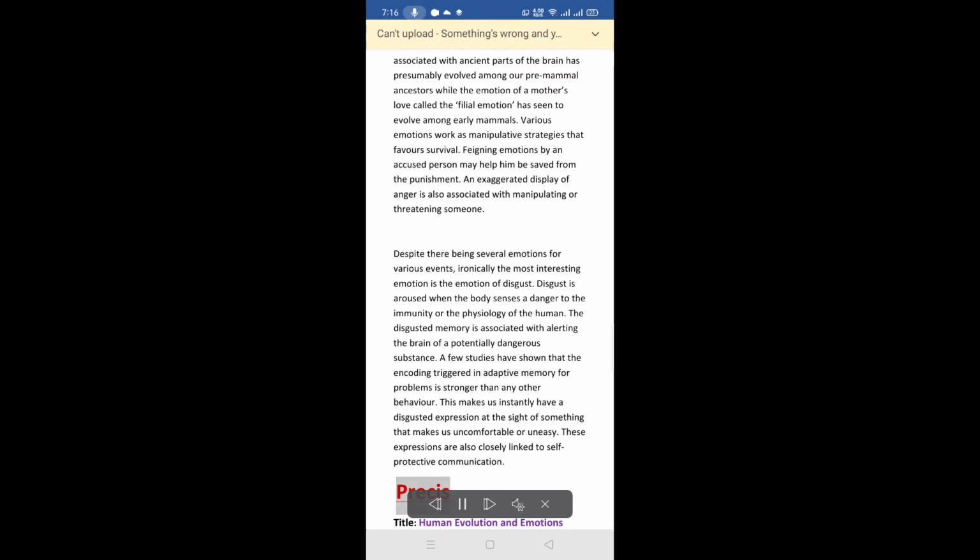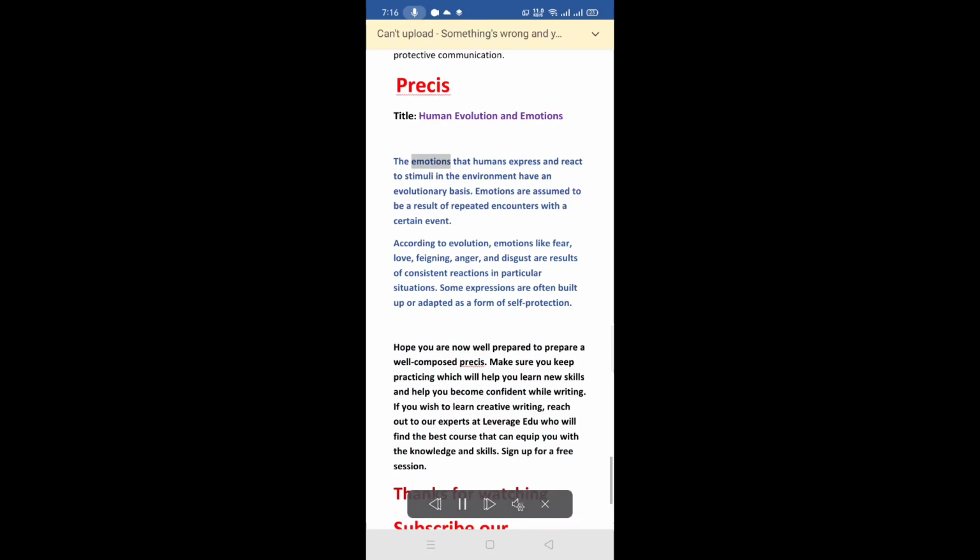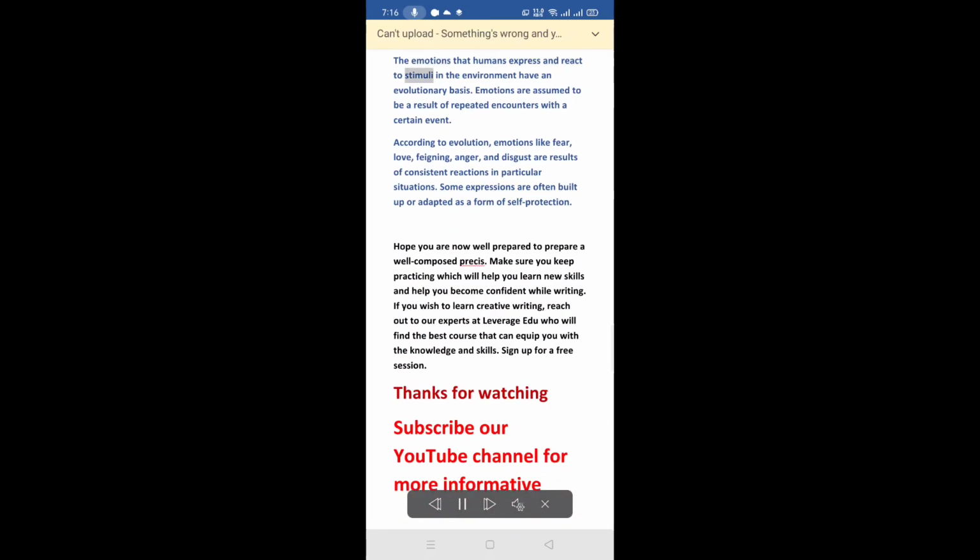Précis. Title: Human Evolution and Emotions. The emotions that humans express and react to stimuli in the environment have an evolutionary basis. Emotions are assumed to be a result of repeated encounters with a certain event. According to evolution, emotions like fear, love, feigning, anger, and disgust are results of consistent reactions in particular situations. Some expressions are often built up or adapted as a form of self-protection.